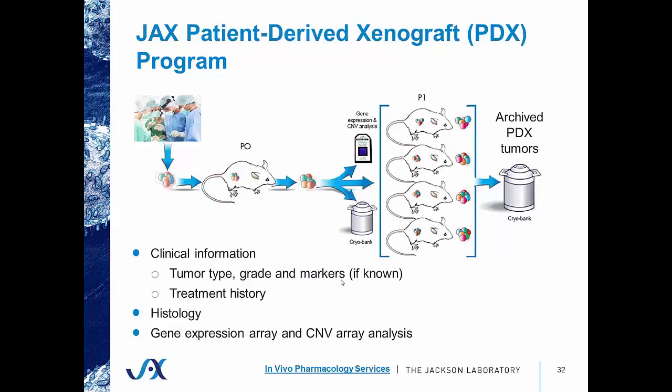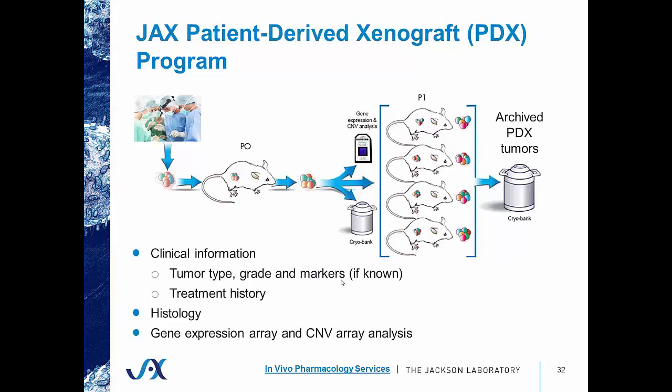We then allow those tumors to grow, and then once they've grown to sufficient size, we remove them, excise them, and fragment them again. Some of those fragments are then subjected to gene expression and copy number analysis, and some of them are cryopreserved in our cryobank. And then a number of those tumors are then implanted into P1 recipient NSG mice. And those tumors are allowed to grow to then create our archived PDX tumor bank.